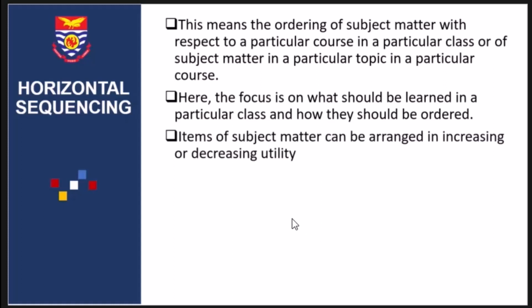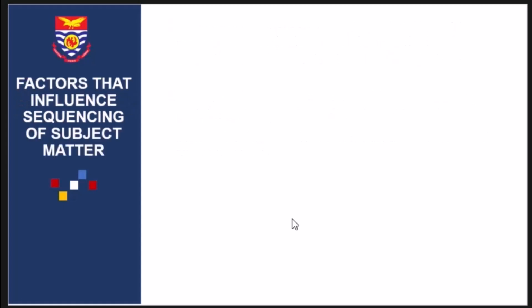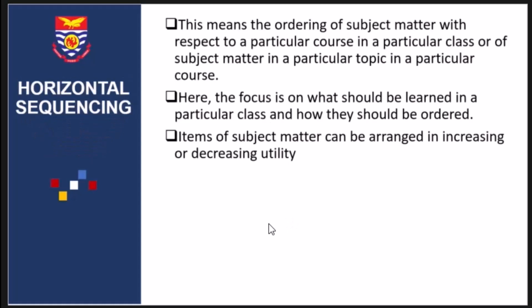Items of subject matter can be arranged in increasing or decreasing utility. And in this place, when we talk of increasing and decreasing utility, normally when textbook authors place in their last chapters the subject matter that can be omitted without introducing gaps in the student's knowledge, they are using what we call the decreasing utility.